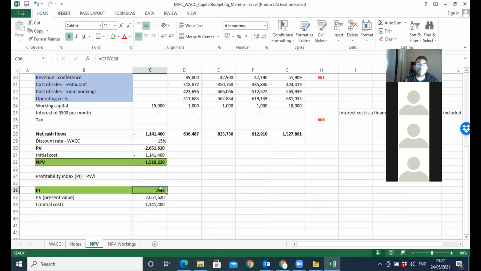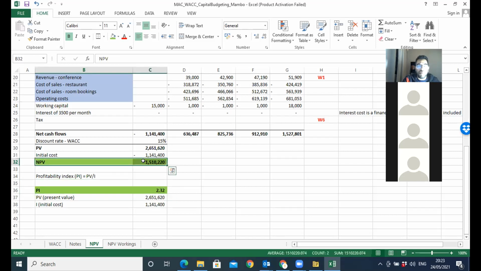Let's say the company's benchmark PI is 2. The fact that it's 2.32 exceeds the benchmark, so therefore we go ahead. But if the benchmark was 2.5, then it's less than 2.5, so we reject. But just calculating a PI without comparing it to anything is meaningless. So this PI over here means nothing, because what am I comparing it to? I'm comparing it to nothing, so I can't conclude anything.